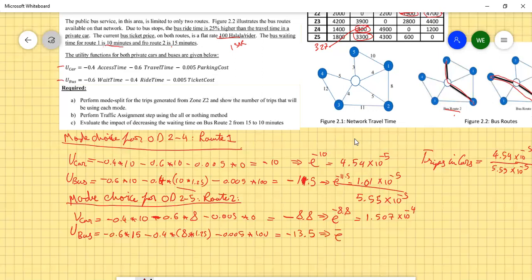And the exponent of minus 13.5, this is going to be a really small value. So this is going to be 1.371 multiplied by 10 to the power minus 6. If we add both values, that's the sum of the exponents. Let me just check something: 0.6 multiplied by 15, 0.4 multiplied by 8 multiplied by 1.25, 0.005 multiplied by 100. Yes.